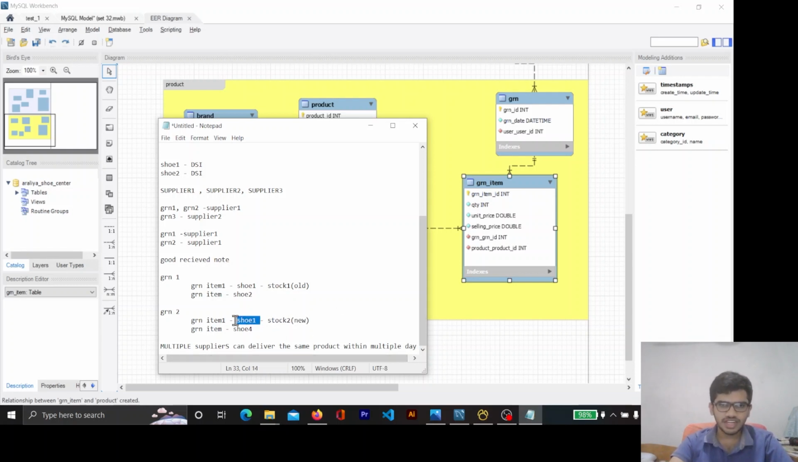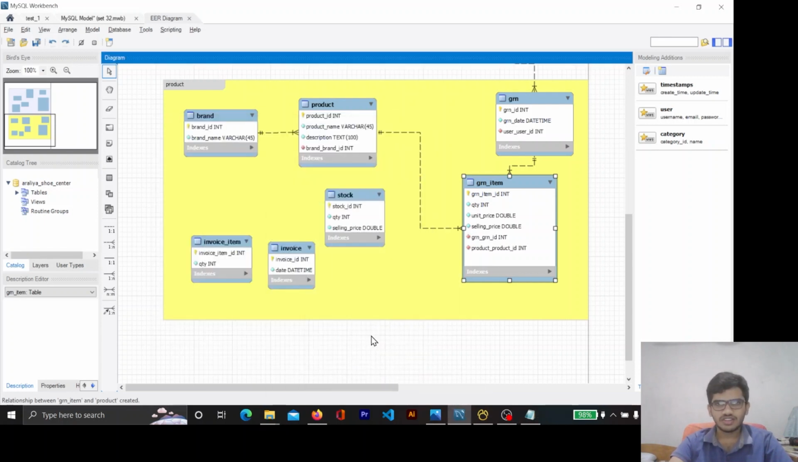So even if the product is the same, this goes to a different stock because it is supplied on 2 different days and has 2 different GRNs. So there goes my logic for this. A GRN item can have only one stock, and one stock could have multiple GRNs. So first select the repeating side and then the non-repeating side.